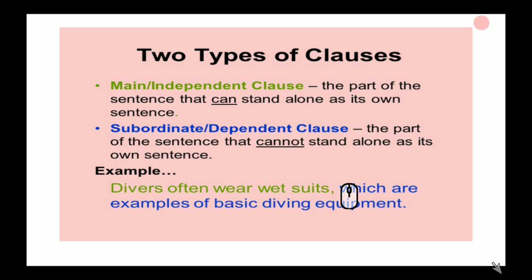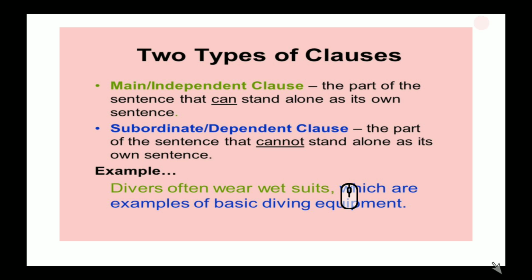Now the subordinate dependent clause is the part of the sentence that cannot stand alone as its own sentence. So again, any part of a sentence that can stand alone is a main clause, and a part of a sentence that cannot stand alone as its own sentence is a dependent, subordinate clause.